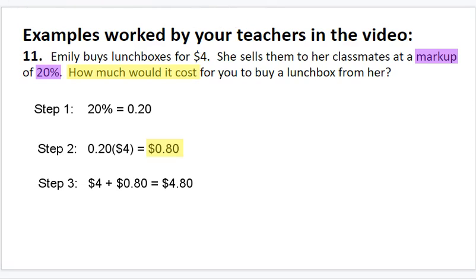Let me erase it. Okay, so the 80 cents, that's actually the markup, okay? So when you turn this to a decimal and multiply, that's the markup. That is how much extra that we're being charged. But how much it cost, the sales price or the final price, is $4.80. So it's important to understand the differences in these numbers, okay?